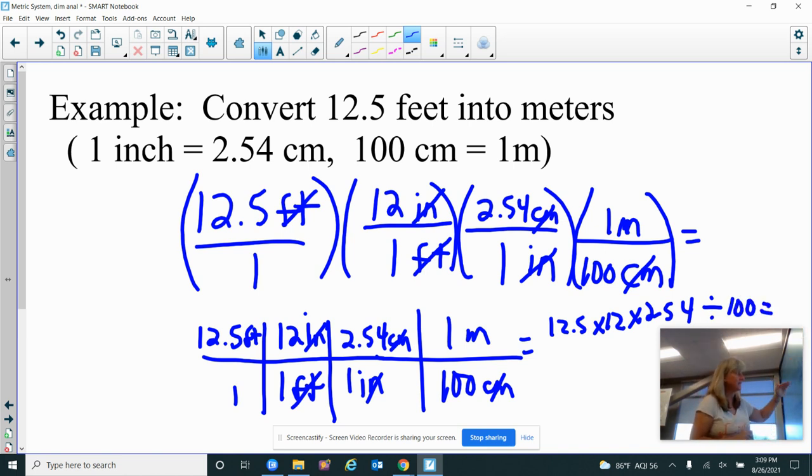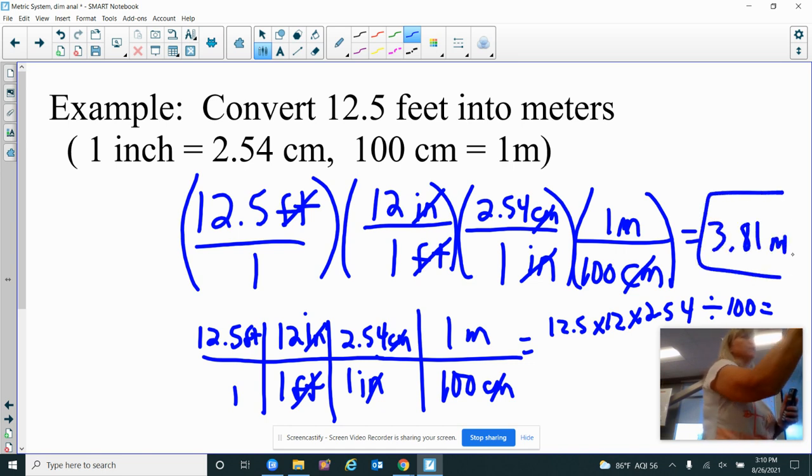So I personally always zigzag my way through. Any number on top, I multiply by. Any number on bottom, I divide by. Alternately, you could multiply all across the top, multiply all the ones across the bottom, and then divide. You'll get the same answer. I just find it faster to zigzag through rather than do that, stop, do that, and then divide. But either works. Okay, so when I do 12.5 times 12 times 2.54 divided by 100, I get 3.81 meters as my answer.